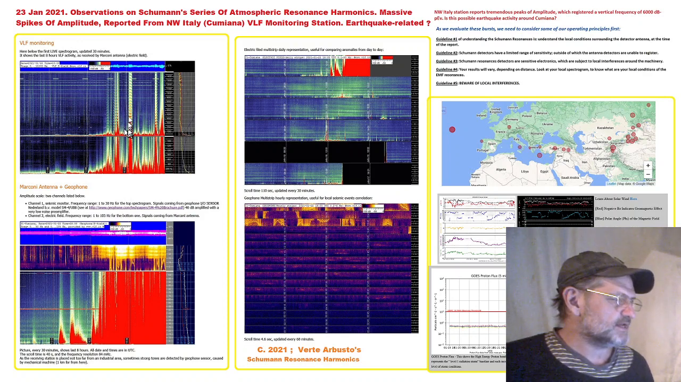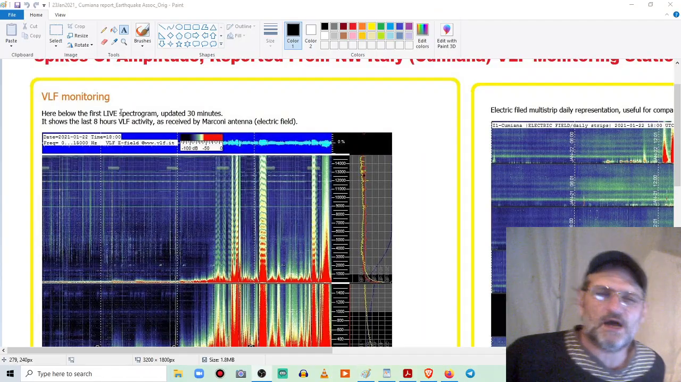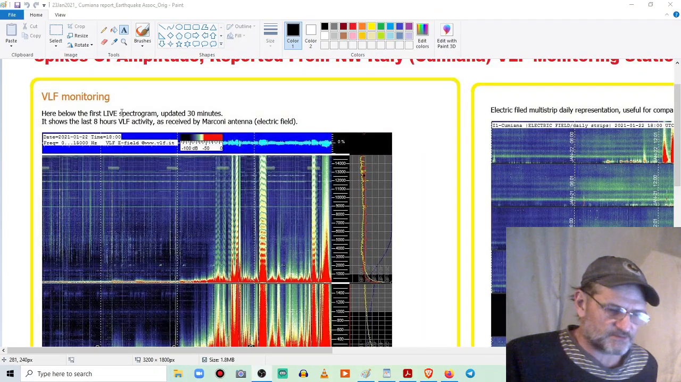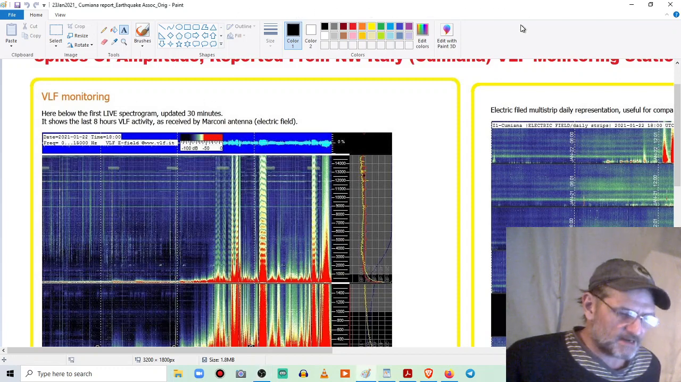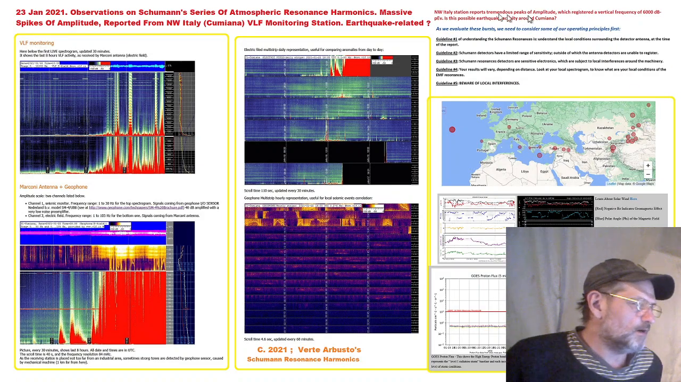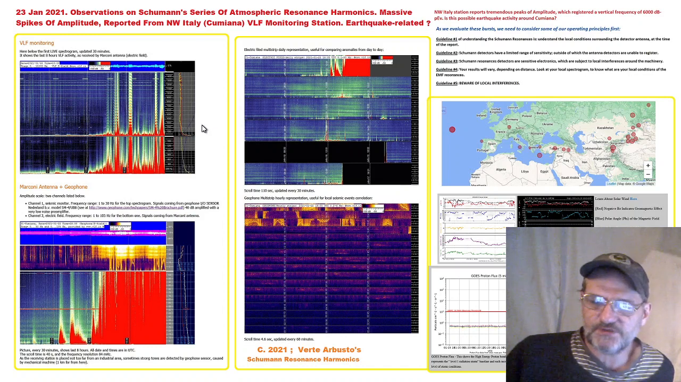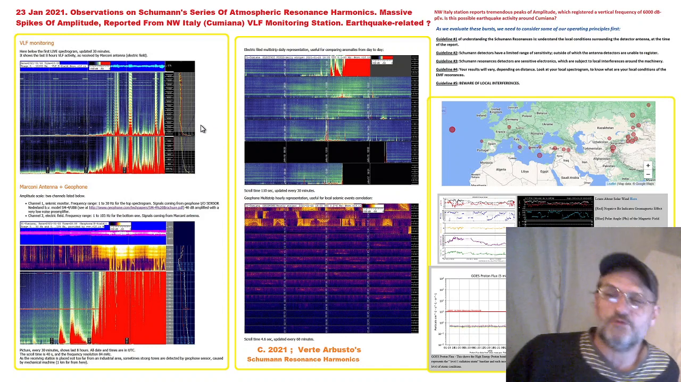So what we're looking at here, these spikes of amplitude, I've mentioned them before. Oops, sorry, that's not the one. We've mentioned them before, and I call these spikes of amplitude the vertical frequency.